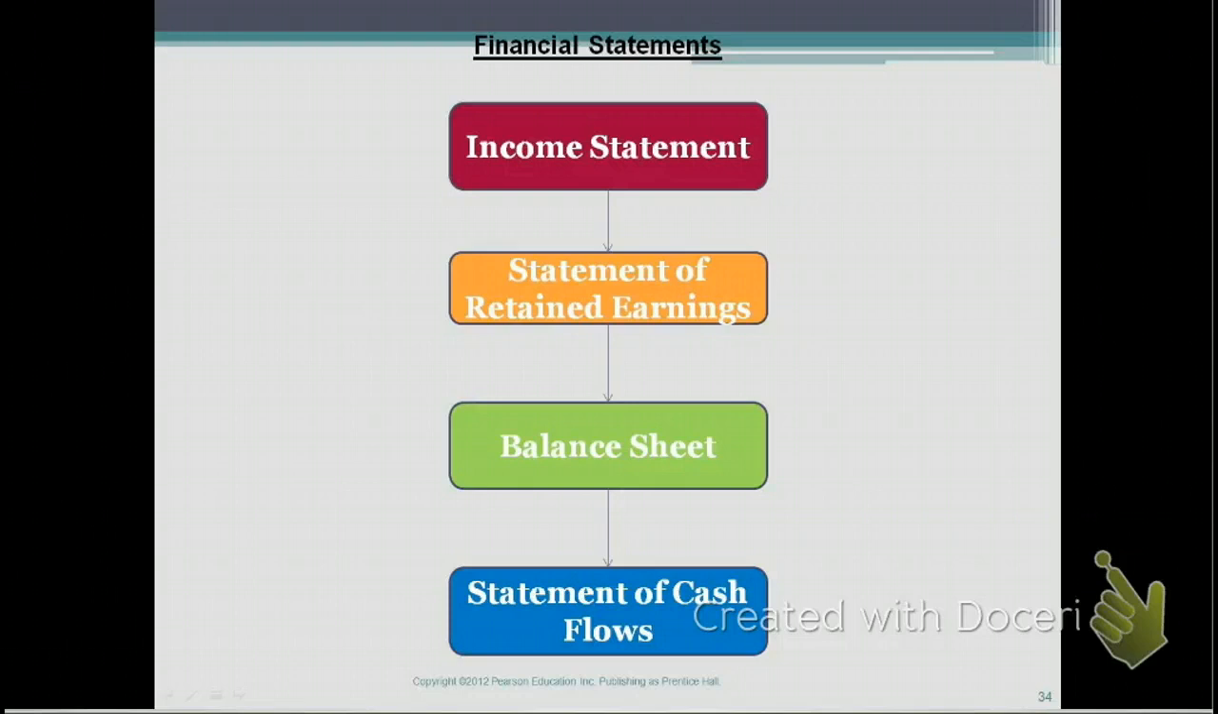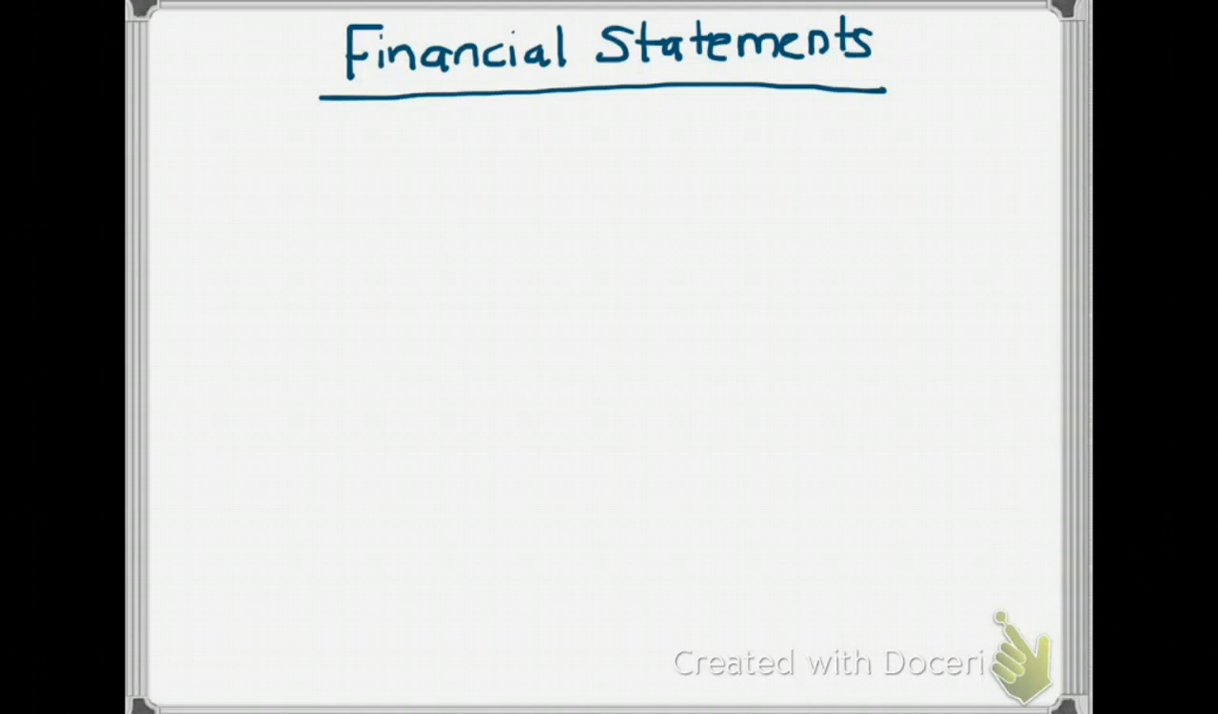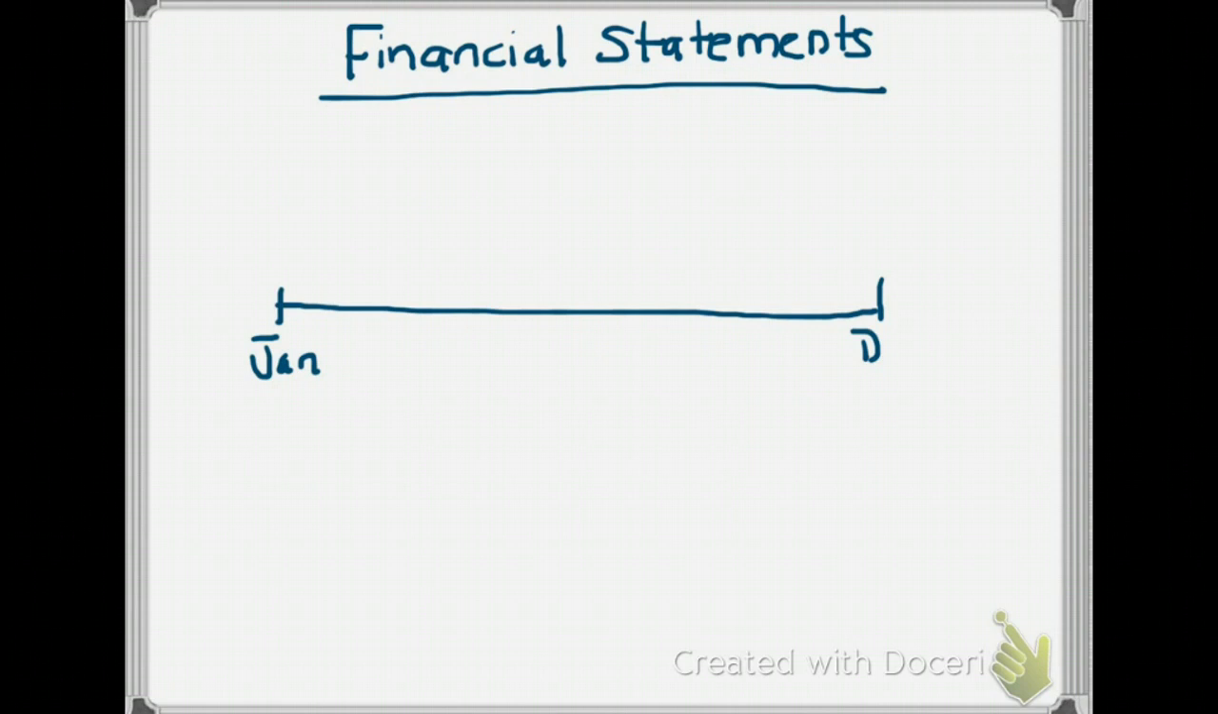You have to know the 4 statements and also the order in which they're prepared. Again, income statement first, statement of retained earnings second, balance sheet third, and statement of cash flows the fourth. Whenever we are preparing our financial statements, we prepare it for a certain period of time. So we typically look at a period of 1 year, but there are companies that produce financial statements quarterly and monthly.